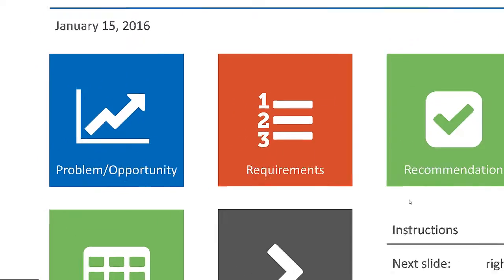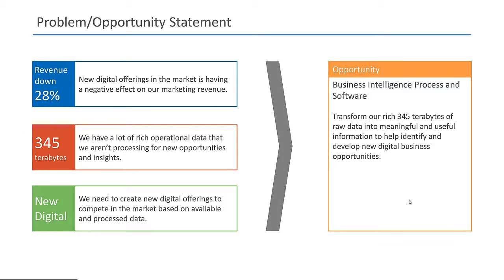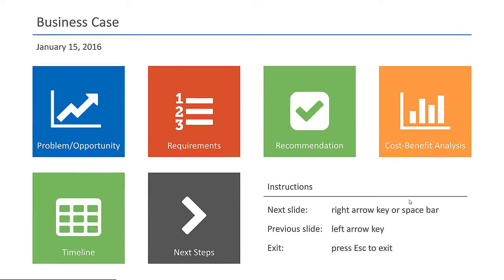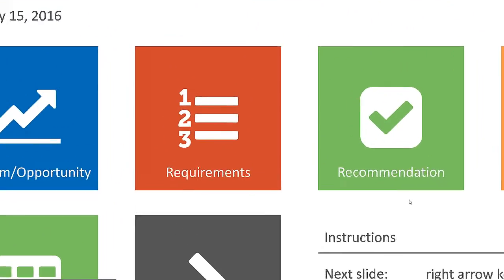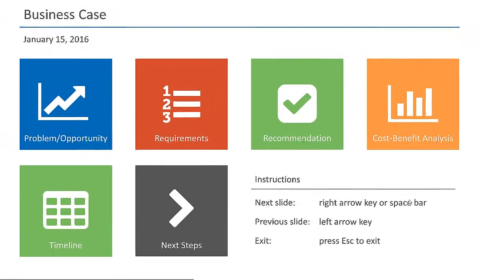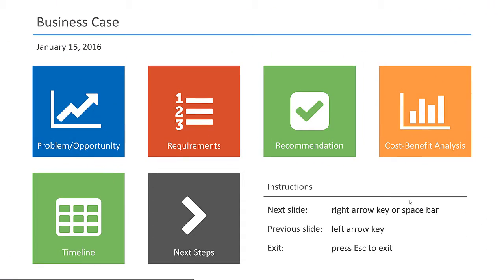So I'm going to go ahead and click the right arrow. You can see I zoom into that problem opportunity statement, and then this slide reveals itself. As I click the right arrow again, I zoom back out to my Canvas slide. And then as I click the space bar or the right arrow key, I'll zoom into the requirements section to reveal the requirements slide, and so on. As I go forward, I zoom back out and I zoom into the next section.